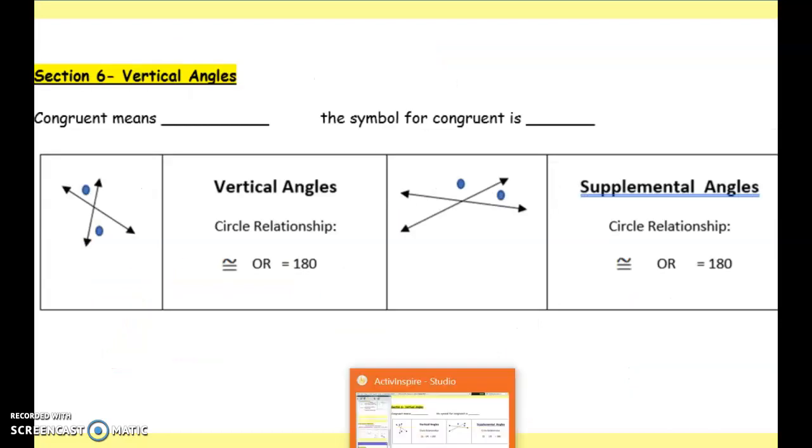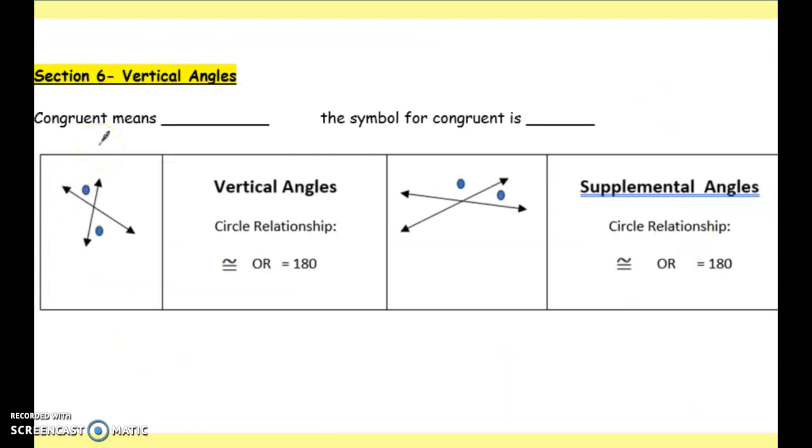We also talked about vertical angles and supplemental angles. So congruent means equal, the same. Vertical angles are congruent. This is the symbol for congruent, the equal sign with a little tilde above it. Vertical angles are angles that are opposite of each other. They form V's like the word vertical. So those two blue dots would be vertical angles, meaning if this one's 40, guess what? This one across from it has to be 40. And likewise, going left and right, if this one is 140, the other side has to be 140. So opposite angles are congruent or equal.